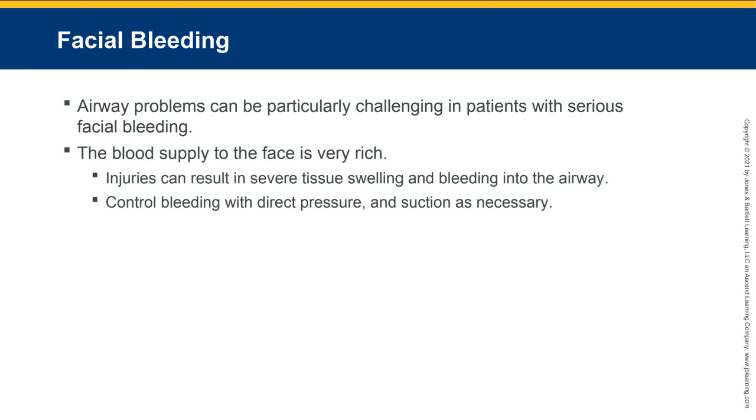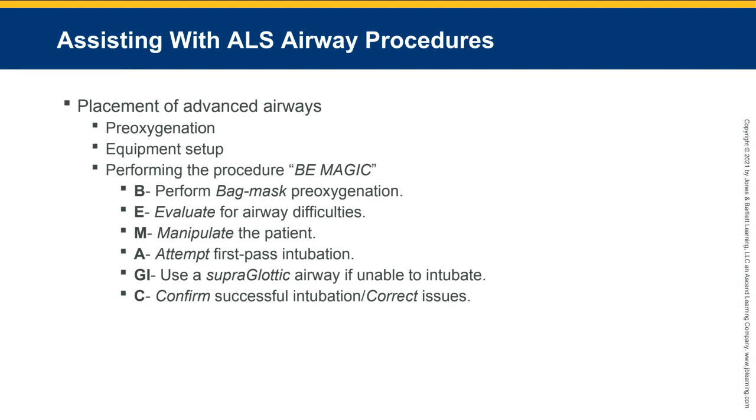And I believe that would bring us to one more slide left. Assisting with ALS airway procedures. You may be required to assist an advanced practitioner with securing an advanced airway. The procedures that must be performed to place an advanced airway include pre-oxygenation, which is the patient needs to be ventilated and oxygenated until their pulse ox is at 100%.